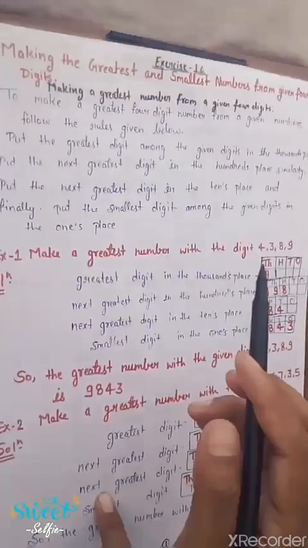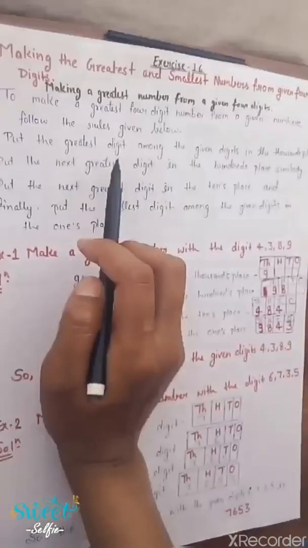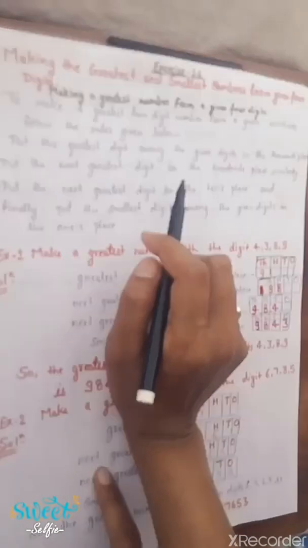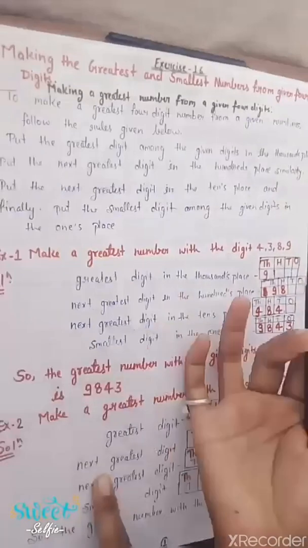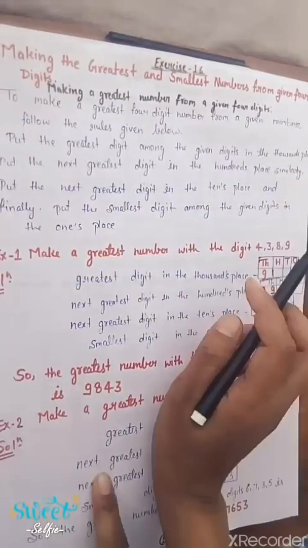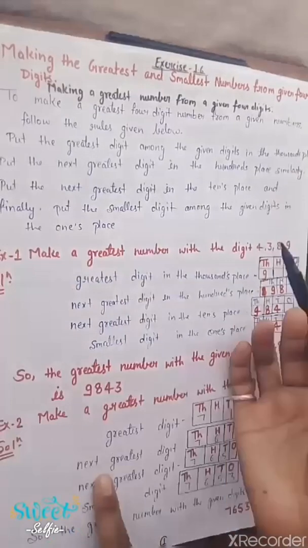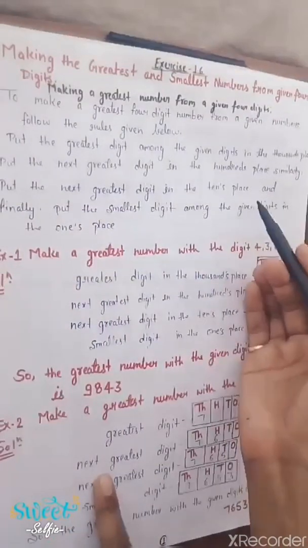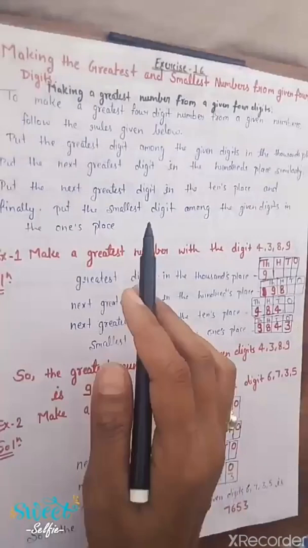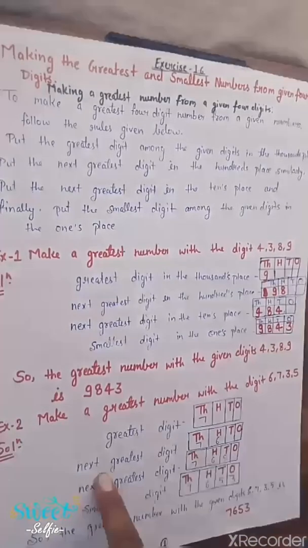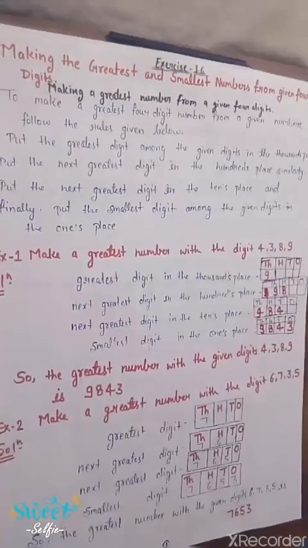First, put the greatest digit among the given digits in the thousand place. Next, put the next greatest digit in the hundred place. Similarly, the third rule is put the next greatest digit in the tens place. And finally, put the smallest digit among the given digits in the ones place. Okay, so let's follow this rule and make the greatest 4 digit number with given digits.